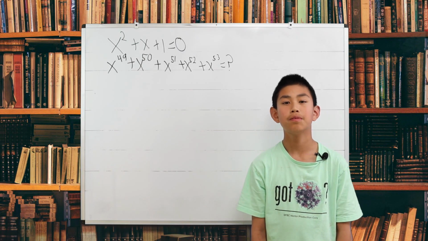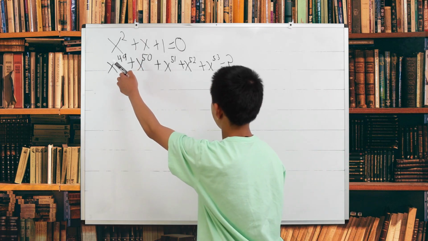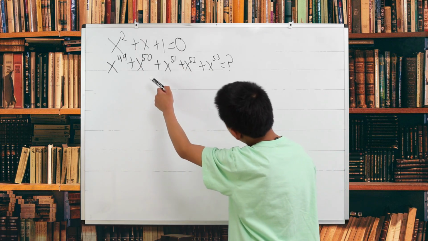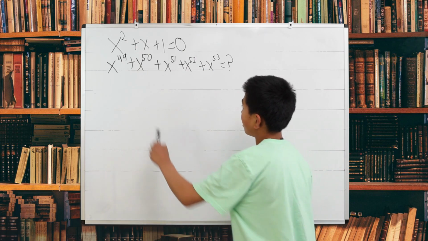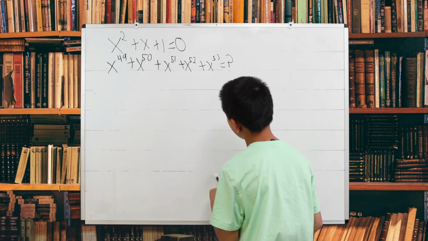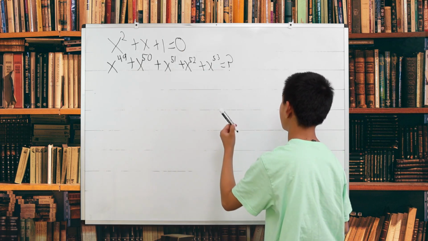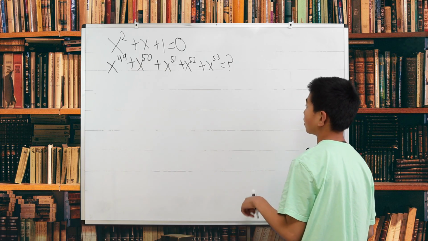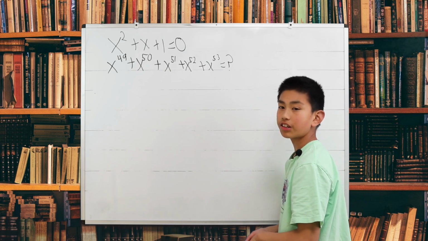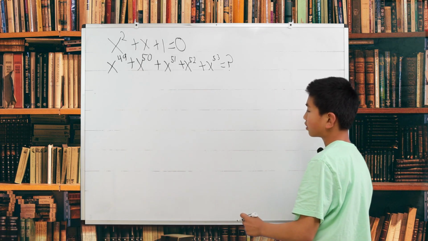Right here, we have a problem where we are given that x squared plus x plus 1 is equal to 0, and we want to find what x to the power of 49 plus x to the power of 50 plus x to the power of 51 plus x to the power of 52 plus x to the power of 53 is.